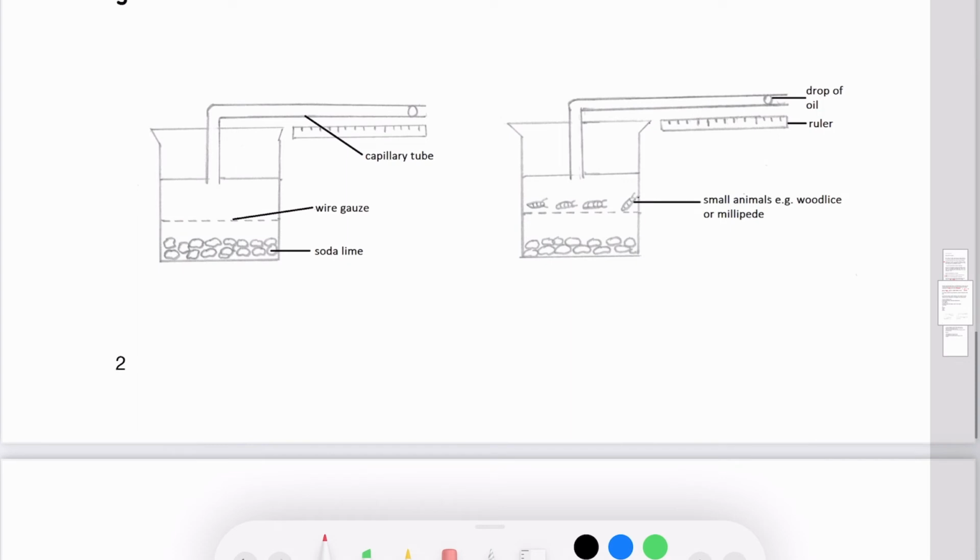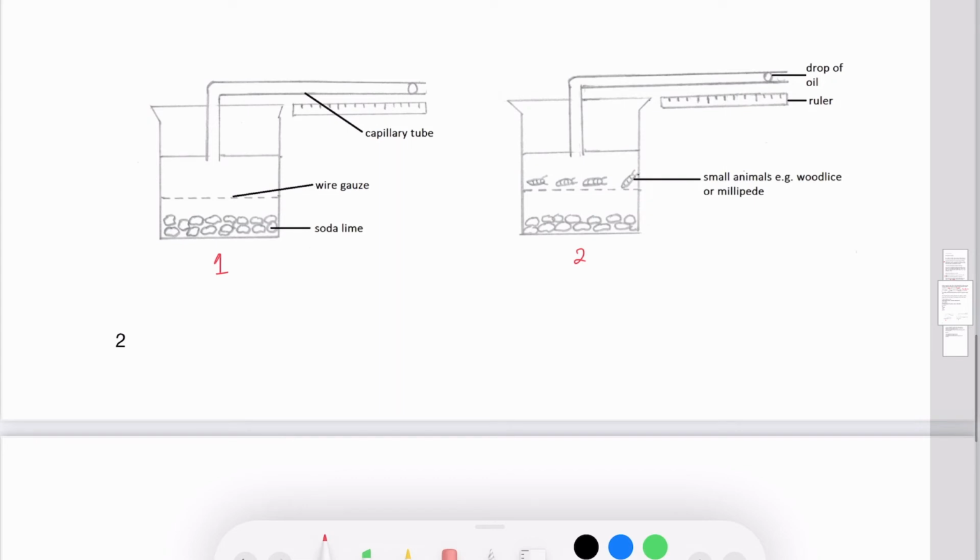One setup has no animals in it, and in my second setup I have tiny little animals in there. Right, so we shouldn't really expect anything to be happening much with the first one because there's nothing in there to cause a change. So that is like our control in our experiment.